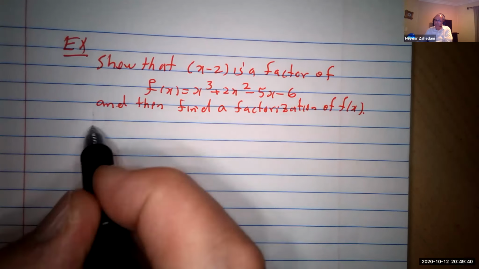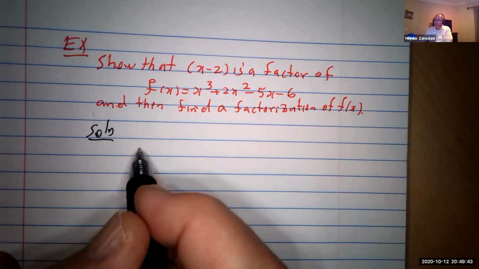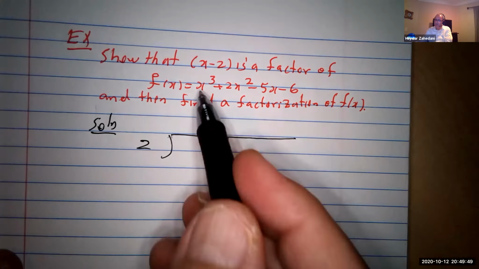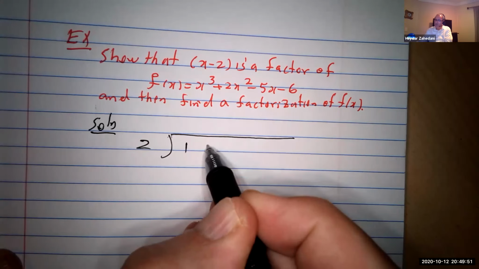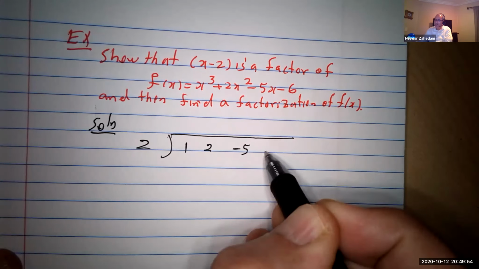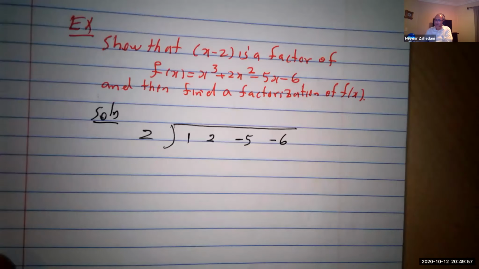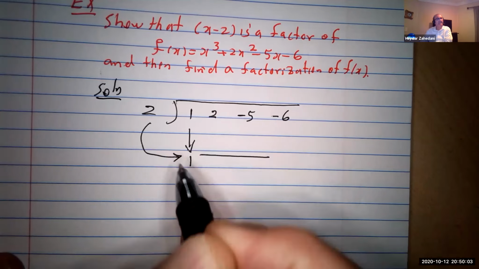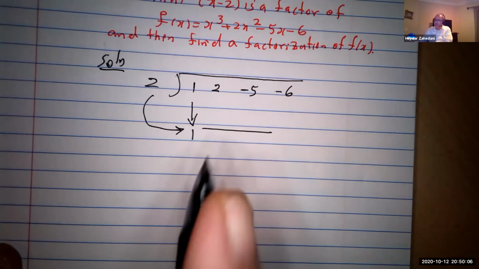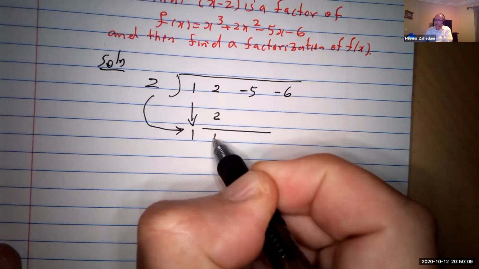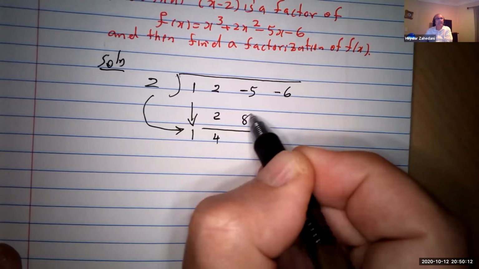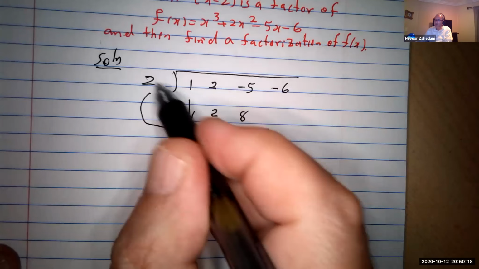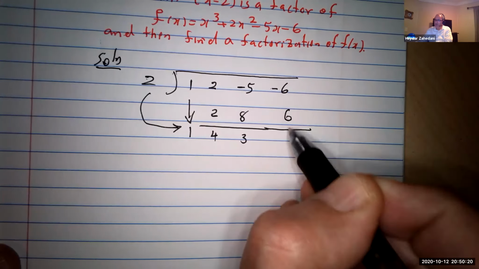So we start with, we check how many 2's are going to be in. Substitute, get these numbers: 1, 2, -5, -6. Bring the first one down. Try. 2 times 1 is 2. That gives you 4. 2 times 4 is 8. That gives you 3. We add them together. 2 times 3 is 6. That's going to be 0.